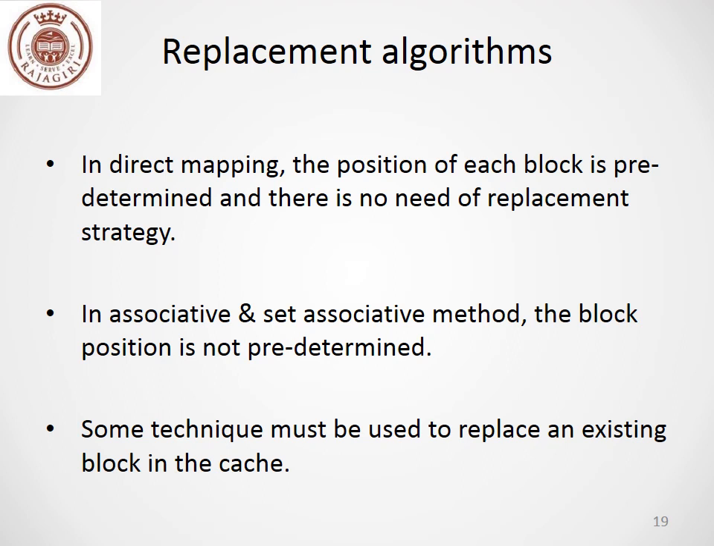If the corresponding cache block is full, then it will either have to be overwritten or some waiting procedures have to be followed. Whereas in associative and set associative methods, the block position is not predetermined. We have to place the block into a particular location. That is, when the cache is full and if new blocks are brought into cache, then the cache controller must decide which of the old blocks have to be replaced. So some mechanisms must be in place so that I can replace an already existing block in the cache.